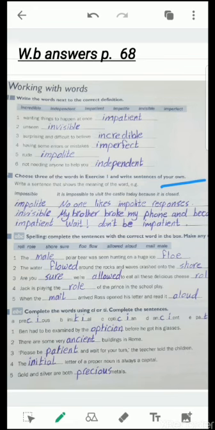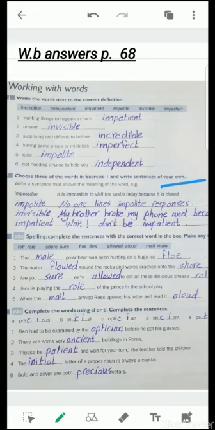Impolite. No one likes impolite responses. Invisible. My brother broke my phone and became invisible. Impatient. Wait, don't be impatient. I repeat that you can use your own words and write your own sentences.